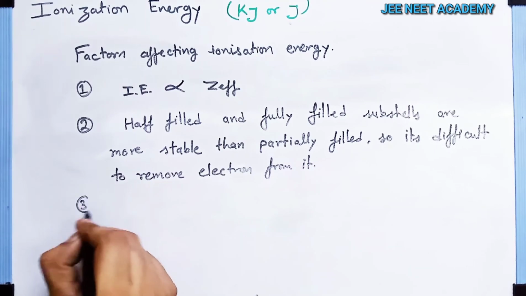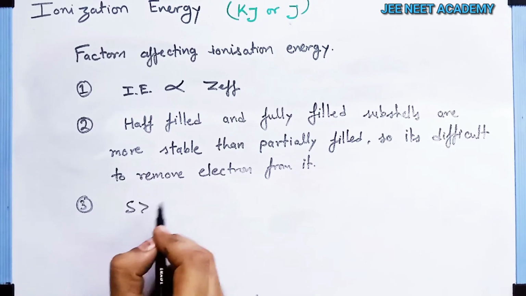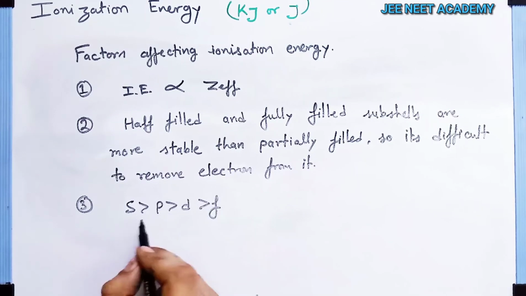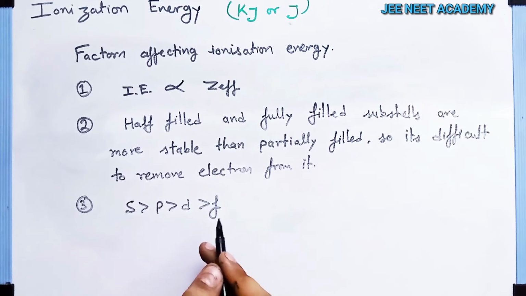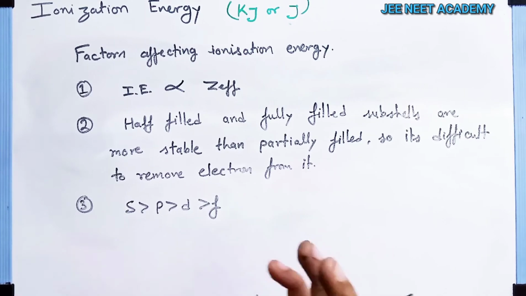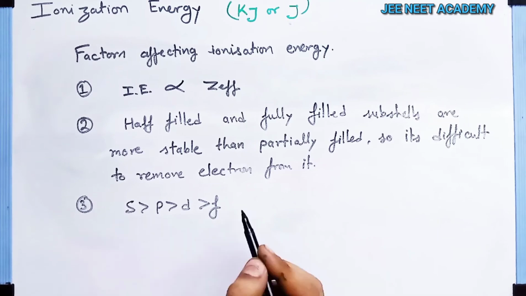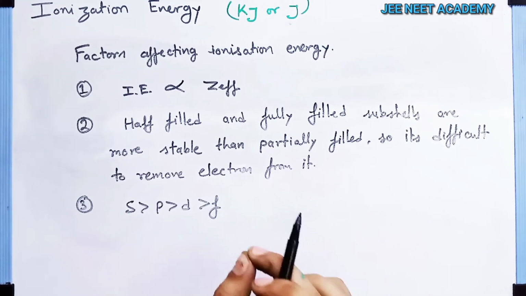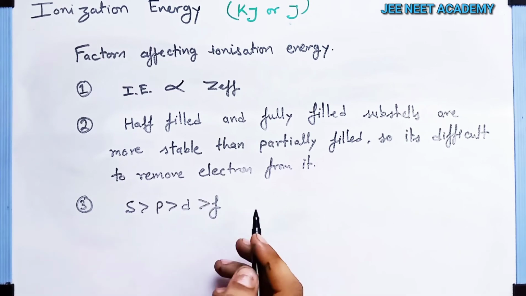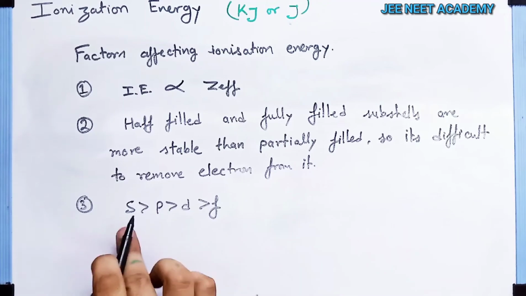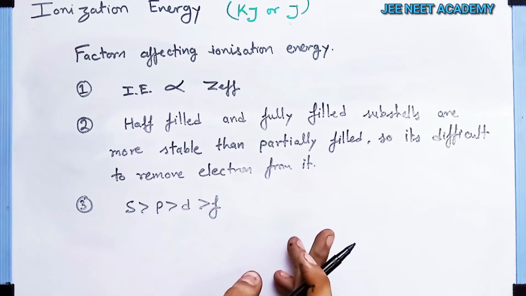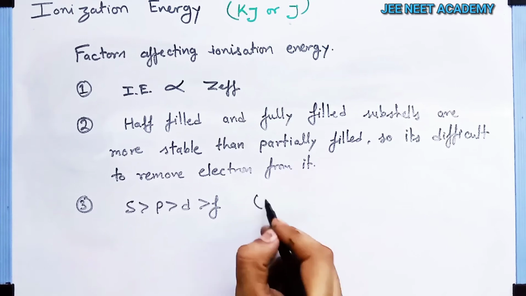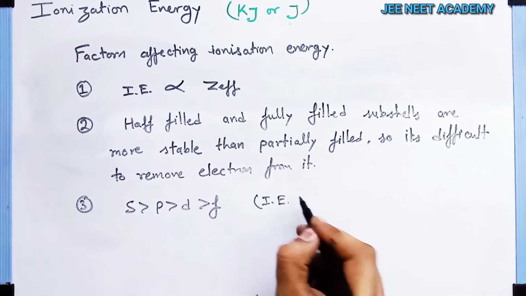Third, S will need more ionization energy than P, then D, and then F. S orbital is nearer to the nucleus, as per the SPDF order of subshells from the nucleus. So the ionization energy order will be the same, because S is nearest to the nucleus. S will require more energy for ionization, then P, then D, then F, i.e. the order for subshells.